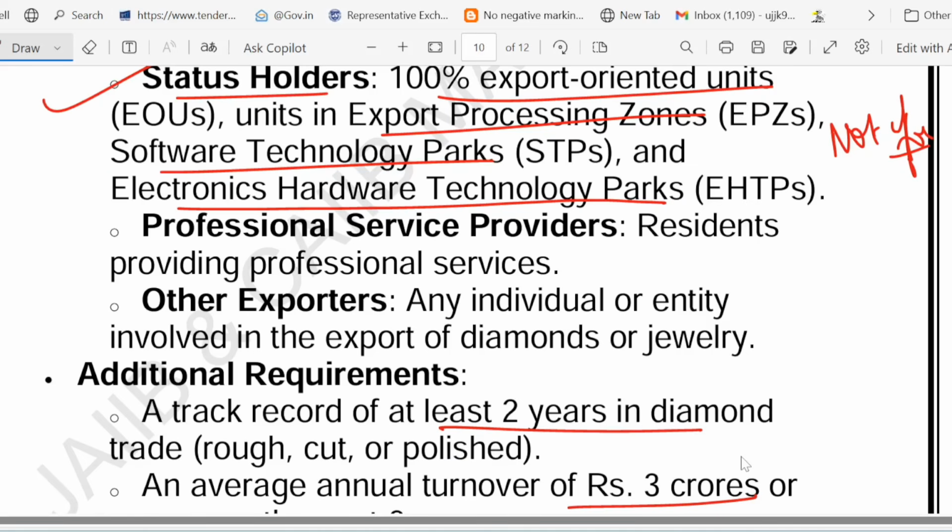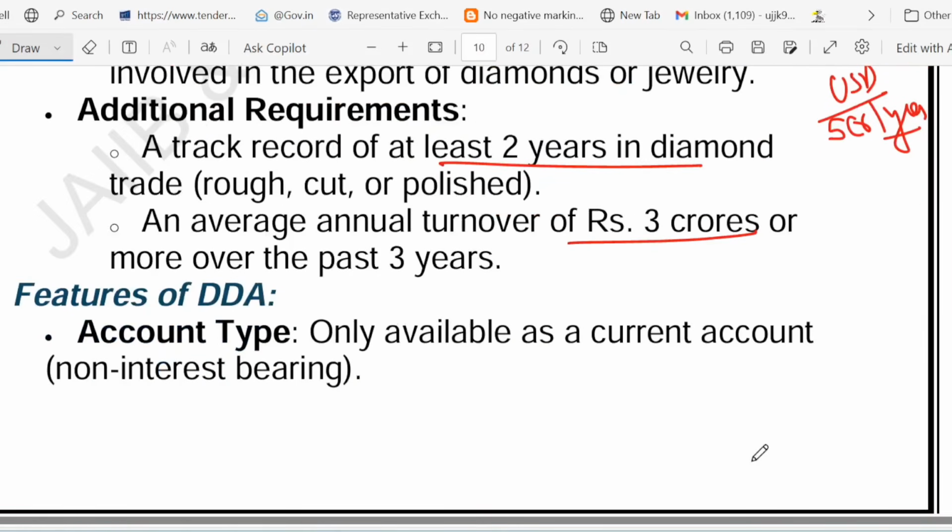For example, a Mumbai-based Sparkle Gems. Suppose the name of the firm is Sparkle Gems, right? They export diamond to the USA. Their average turnover is 5 crore per year. Okay. Now they qualify for DDA to receive dollar payment directly, right? So in this DDA, they can receive dollar payment directly. That's the point. Now the question is, how does it work?